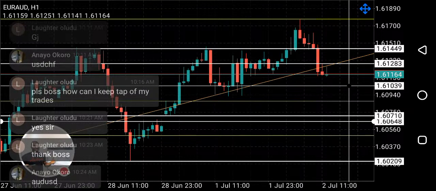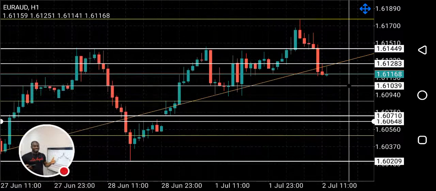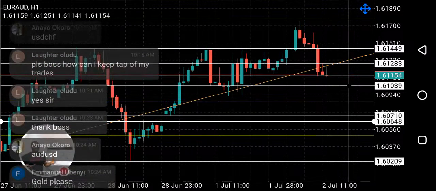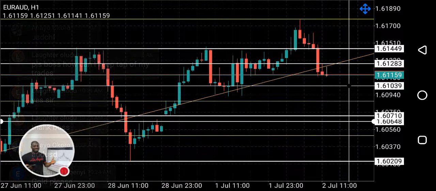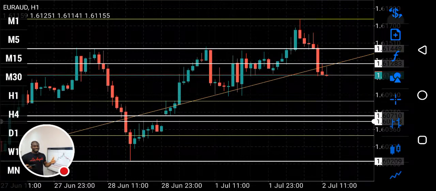Australian dollar USD is positively correlated with GBP USD. So if I've analyzed GBP USD, you can apply the same on Australian dollar USD. Similar patterns. Okay, we've done gold. Mr. Emmanuel, did you just join the class? We've looked at gold. Maybe you might have to watch the replay. So let's look at Australian dollar USD.